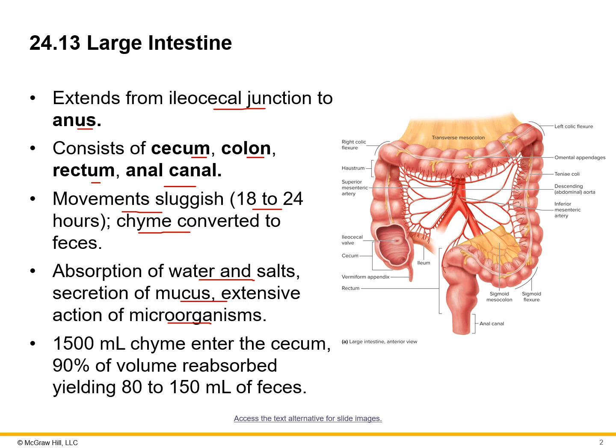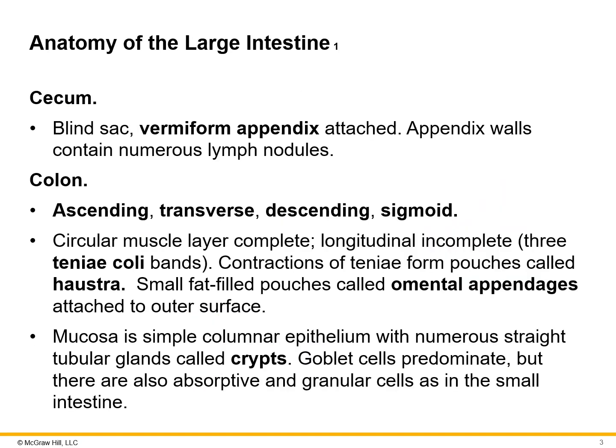And then just to put it in perspective, again, not numbers you would be required to know, about 1,500 milliliters of chyme enter the cecum, and about 90% of that is reabsorbed, so that goes from 1,500 down to about 100, so between 80 and 150 milliliters of feces. So a lot of reabsorption happening in the large intestine.